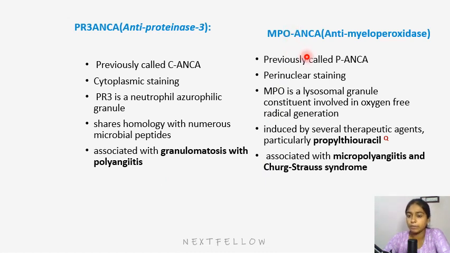Myeloperoxidase ANCA was previously called P-ANCA and it is associated with perinuclear staining. Myeloperoxidase is a lysosomal granule which is involved in oxygen free radical generation and is induced by several therapeutic agents, particularly propylthiouracil, and associated with microscopic polyangiitis and Churg-Strauss syndrome.